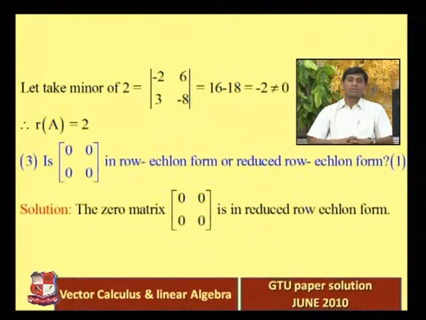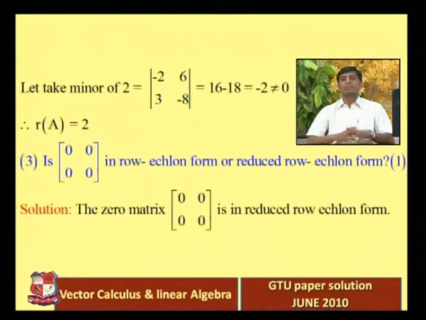Next question 1c, third part. Is the 0 matrix, 0 0 0 0, a 2 cross 2 matrix, in row echelon form or reduced row echelon form? That is the question. This question is asking only 1 mark, and the answer is definitely that the 0 matrix is in reduced row echelon form. Why is it in reduced row echelon form?